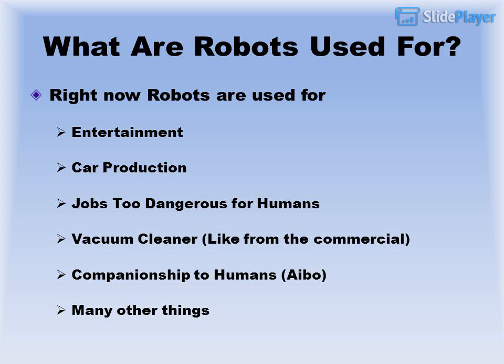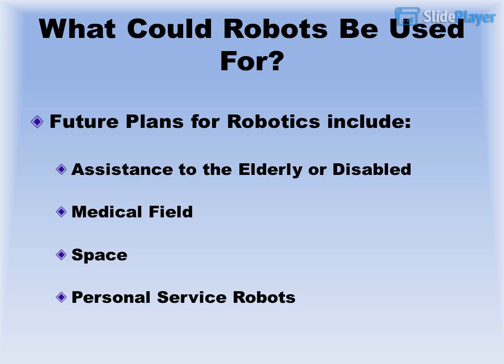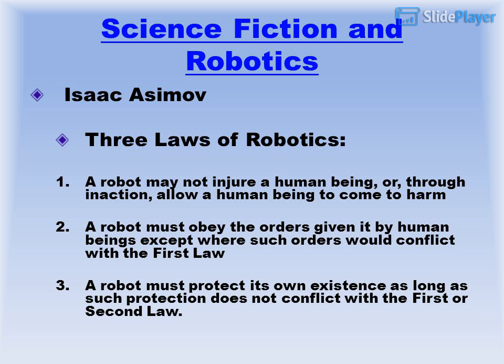What are robots used for? Right now robots are used for entertainment, car production, jobs too dangerous for humans, vacuum cleaners like from the commercial, companionship to humans like the IBO, and many other things. What could robots be used for? Future plans for robotics include assistance to the elderly or disabled, the medical field, space, personal service robots, and science fiction.